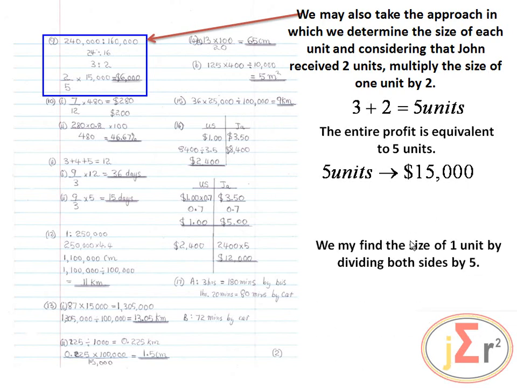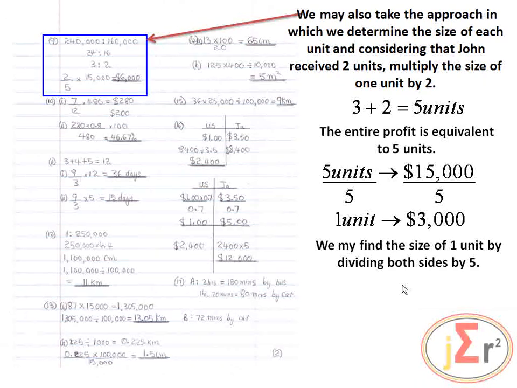And we will go straight ahead, and that is what we said before, determine the size of 1 unit. We may find the size of 1 unit by dividing both sides by 5. No doubt 5 divided by 5 is 1. So we will have 1 unit here. And 1 unit will be equivalent to whatever we will get when we divide this. And of course we know already it's going to be $3,000. So 1 unit is equivalent to $3,000.